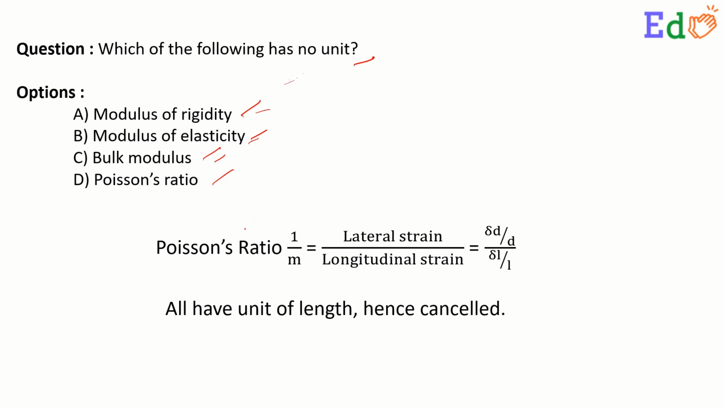But Poisson's ratio, which is represented by 1 by m, is the ratio of lateral strain and longitudinal strain. We know strain is unitless because it is the ratio of two lengths. Here, for lateral strain, del d by d, and for longitudinal strain, del L by L. So all have the unit of length, hence those are cancelled. So the correct option is D, Poisson's ratio.